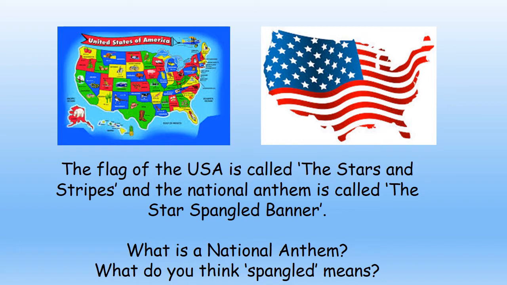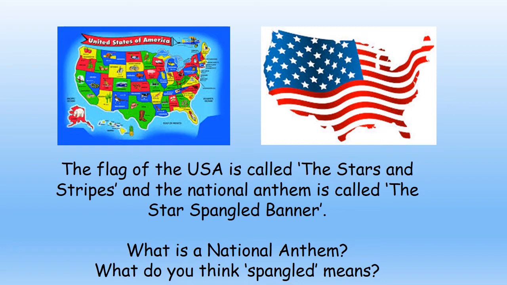The flag of the United States of America, or USA, is called the Stars and Stripes, and the national anthem is called the Star-Spangled Banner, which actually describes the Stars and Stripes flag. Do you know what a national anthem is? It's a song officially chosen and sung by a particular country. Our national anthem is God Save Our Gracious Queen.